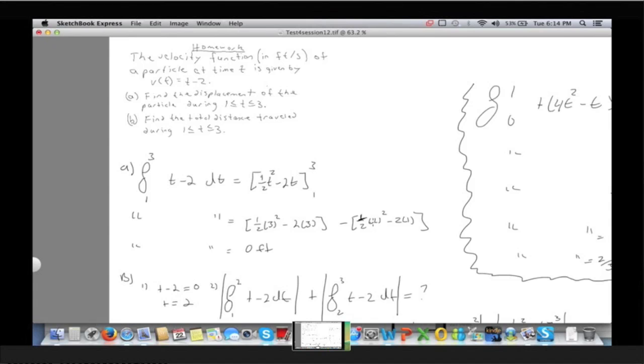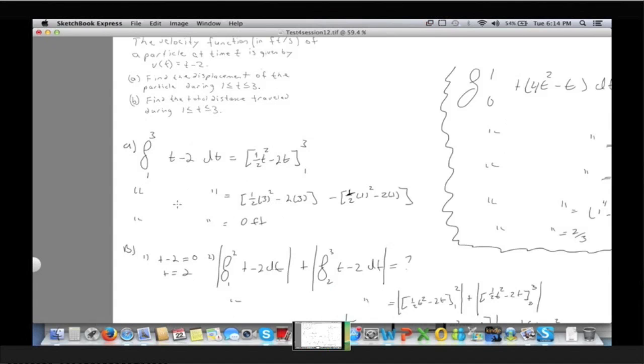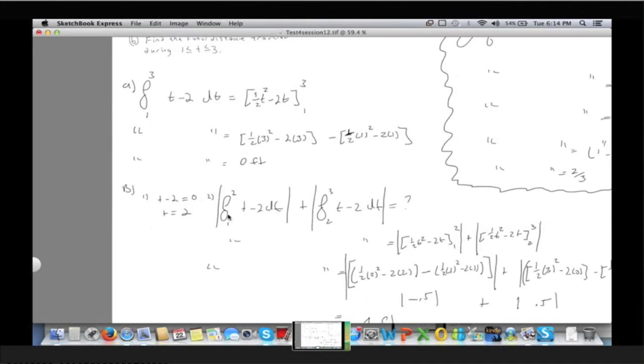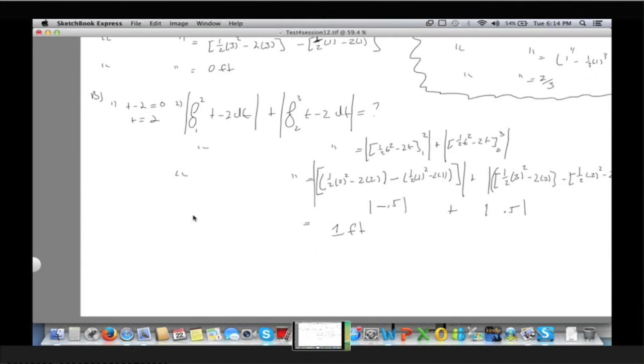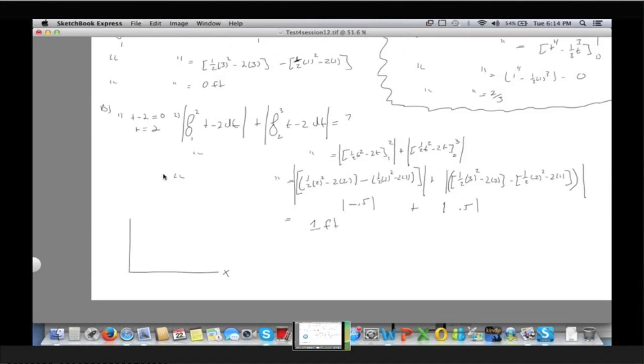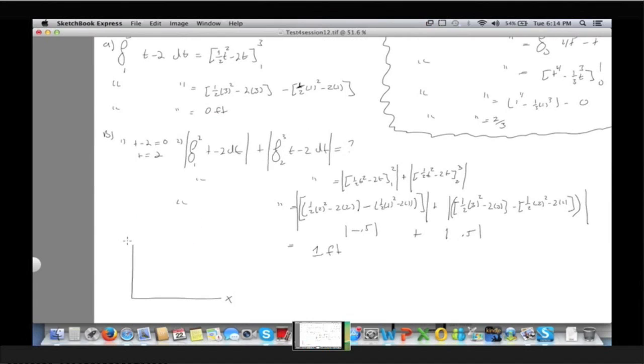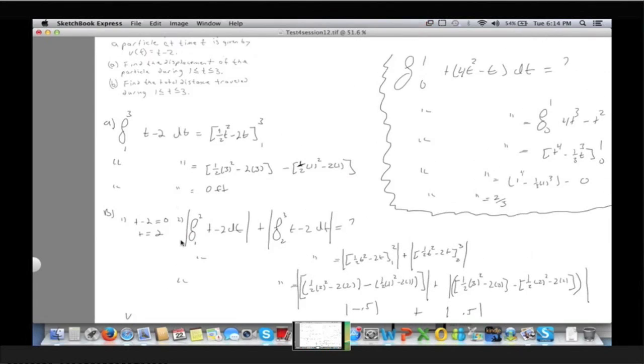Did you draw a graph? I did not. I think it would be better to draw the graph, though. Okay. Let's do that then. 1 to 3.